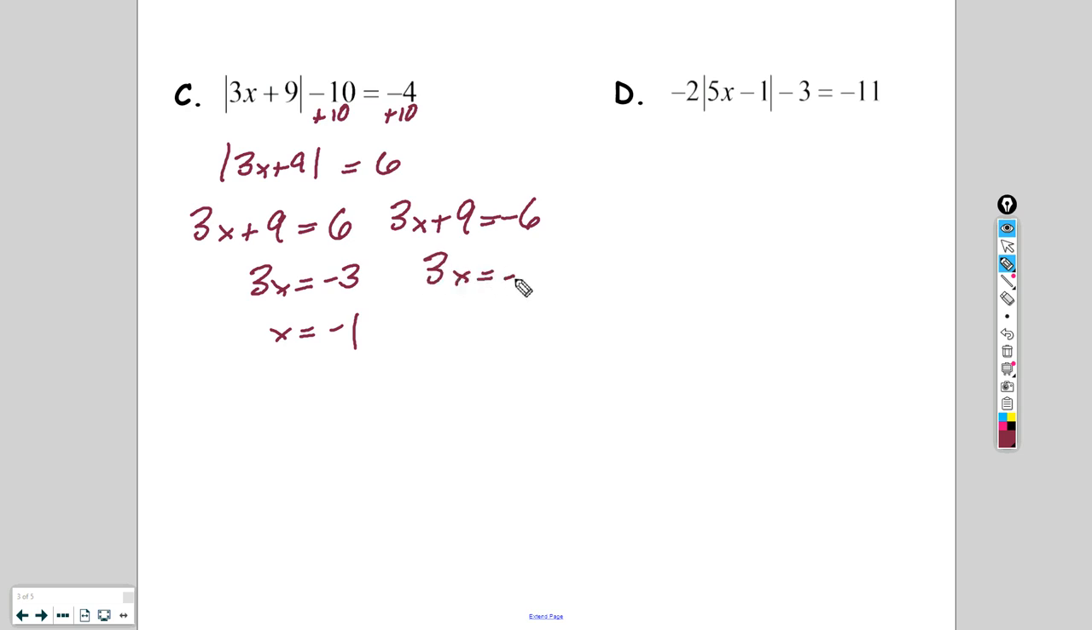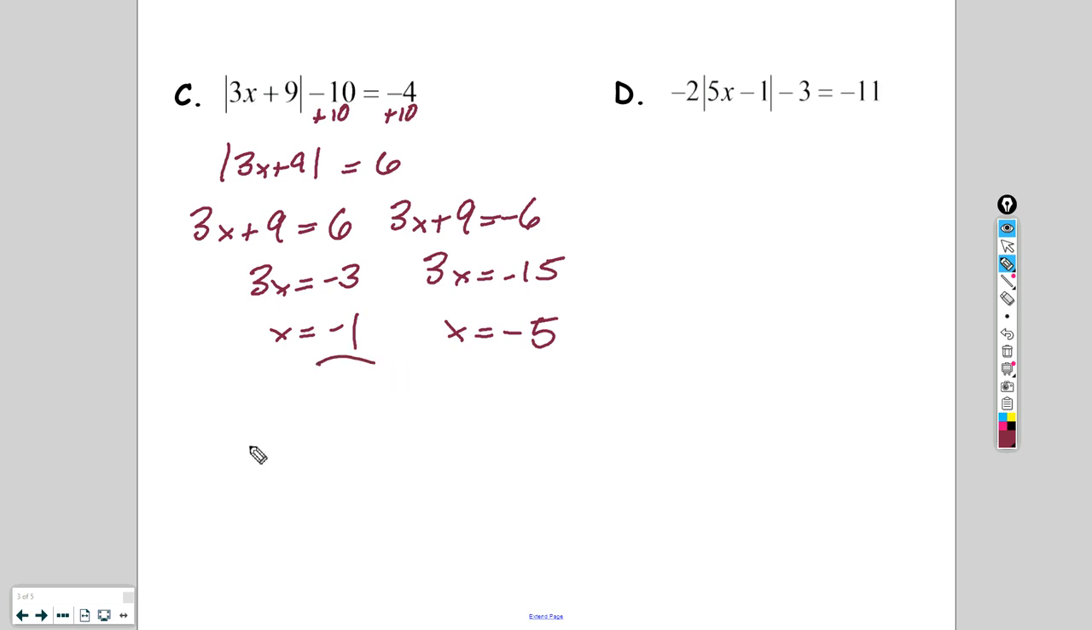And this time we get negative 15. Divide by 3, and we get negative 5. All right, those are the two positions that we're talking about on the number line. Those are the two solutions. So if we plug it back in, it makes this equation true. All right, let's just do that in this first example.